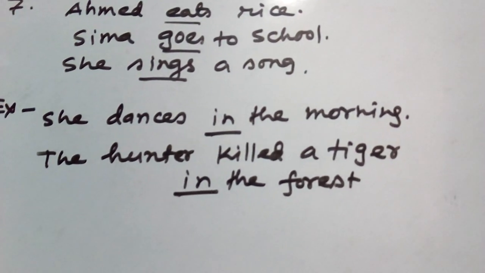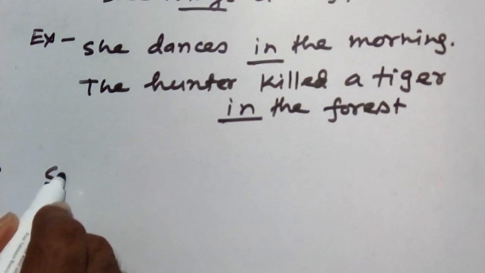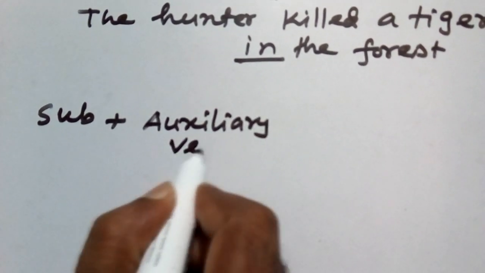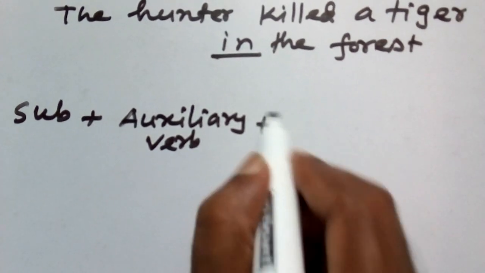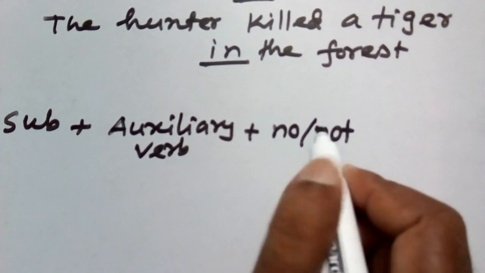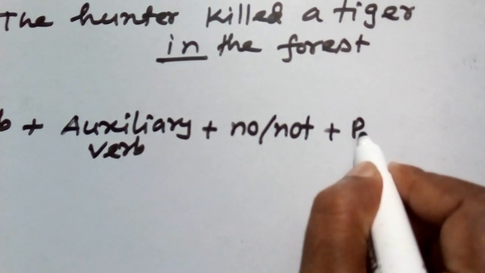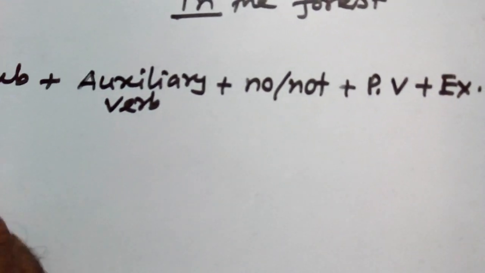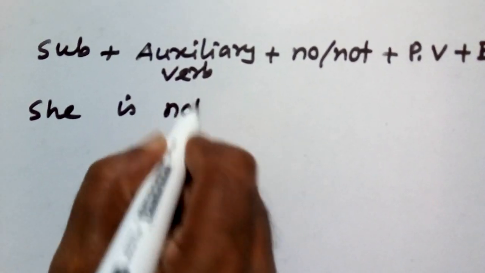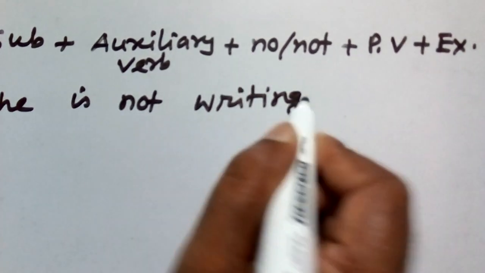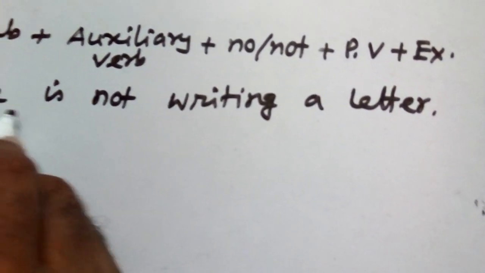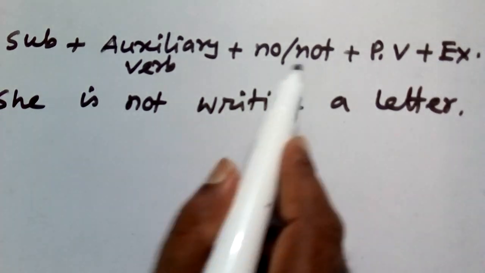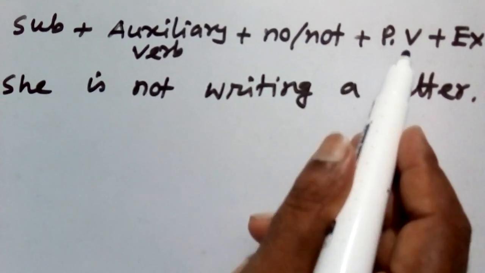In number 8, we can make a structure using the subject plus auxiliary verb plus no or not. We can make that structure plus base verb or principal verb plus extension. That structure we can make to make sentences here. She is not writing a letter. So if we want to make that sentence negative and it is in present continuous tense, at that time we have to follow that structure: subject, auxiliary verb plus no or not plus principal verb and extension.